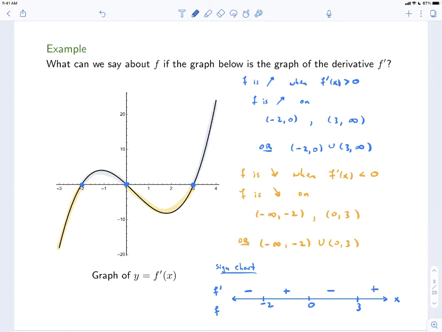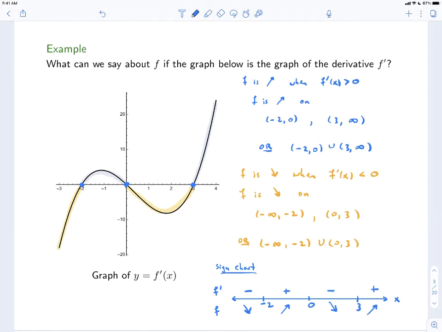positive. So if f prime is negative, then the function is decreasing. So we just draw a little arrow indicating that the function is decreasing. The arrow is pointing down to indicate the function is decreasing. Now on the next interval, f prime is positive, we're right here, so that means that the function is increasing. On the next interval, f prime is negative, so the function is decreasing there. And then on the last interval, from 3 to infinity, the derivative is positive, so the function is increasing.